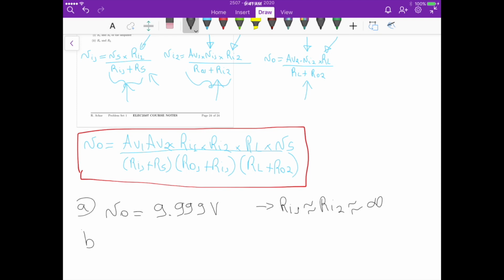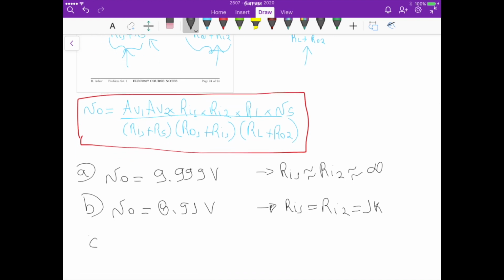For part B, the output voltage is equal to 8.91. Now see that we have decreased the voltage at the output for the same 1 millivolt at the input. What's the difference now? Besides the value of the source resistance, the input resistance Ri1 is equal to the input resistance Ri2, which is now equal to 1K. So we have a finite value for the input resistances.